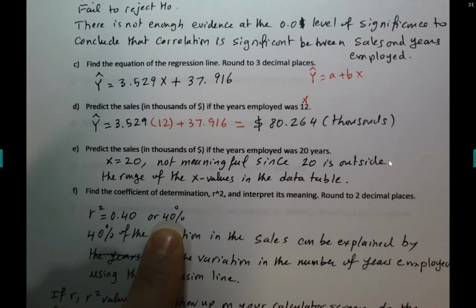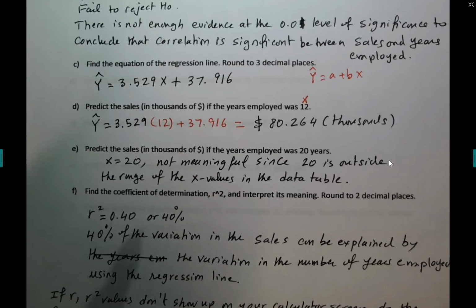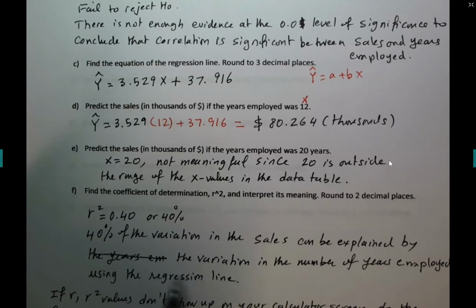Here's how you interpret r squared, guys. Please pay attention to the interpretation. You change r squared to a percent, and you say, 40% of the variation of the y variable can be explained by the variation of the x variable. So 40% of the variation, what is the y variable called? Sales. So 40% of the variation in the sales can be explained by the variation in the number of years employed using the regression line.